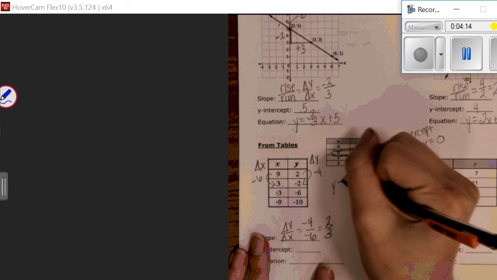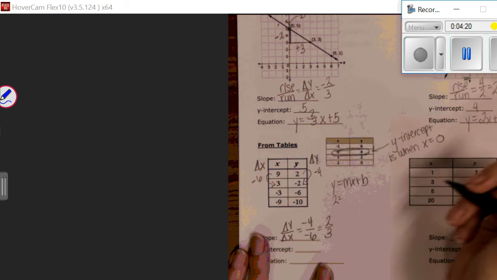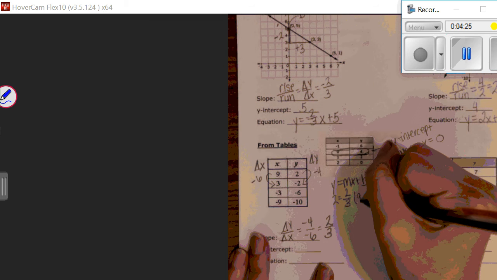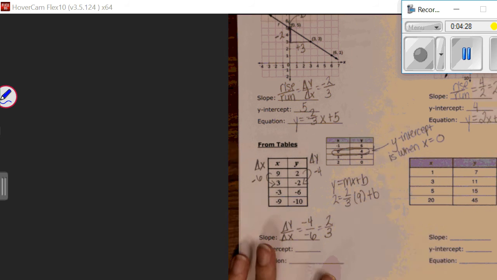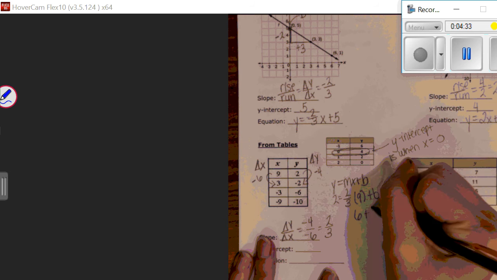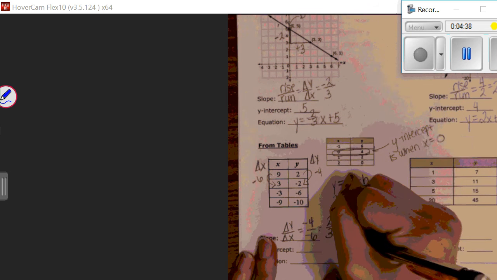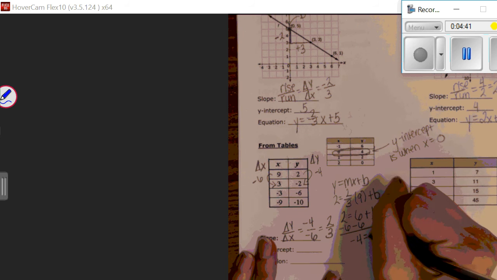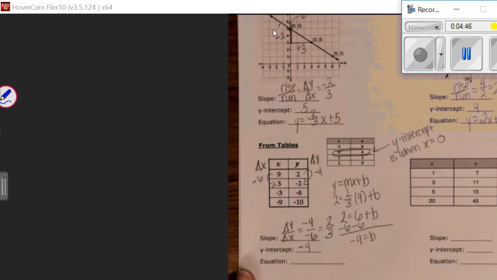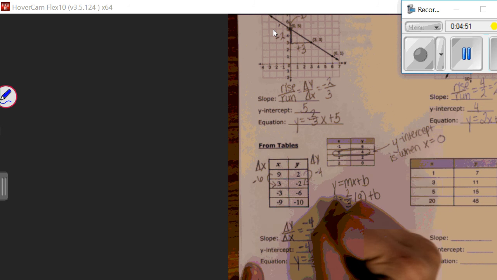So for y equals mx plus b, my y is going to be 2. My m is 2/3. My x, I'm going to use 9. And I need to find my b value. So 2/3 times 9 gives me 6. And now I'm going to subtract 6 from both sides to find my b, and I have negative 4 equals b. So my y-intercept is negative 4. So my equation is y equals 2/3 x minus 4.